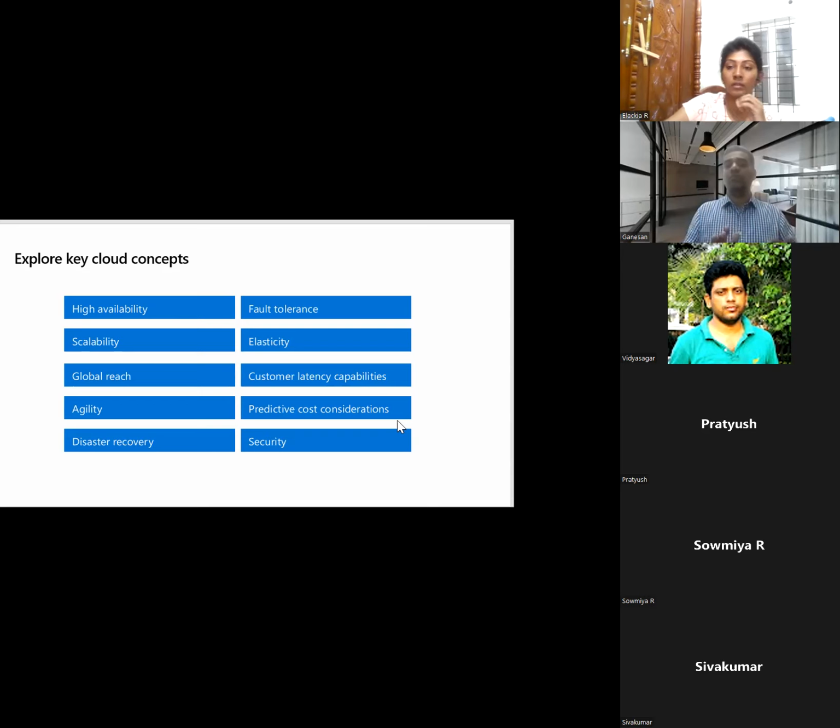So understand these four. In the exam, they will ask about high availability, and then scalability or elasticity. Fault tolerance also they will ask. Okay. And then the fifth one is global reach.